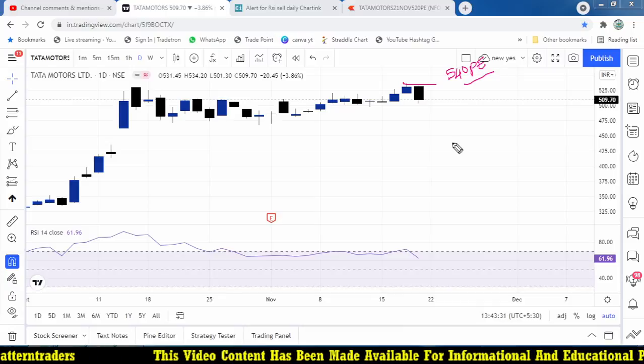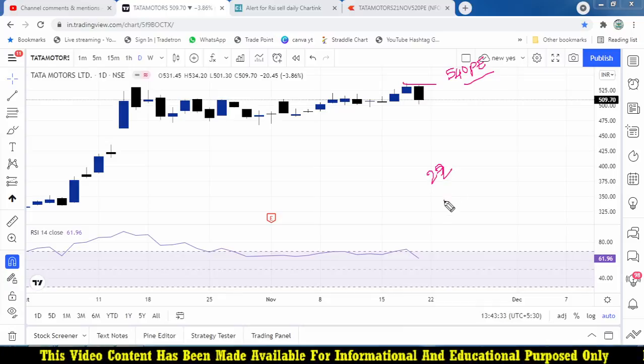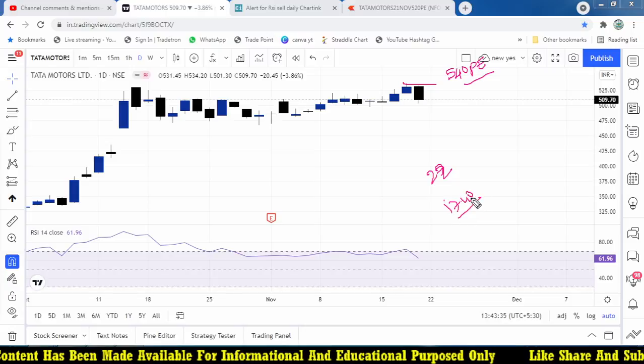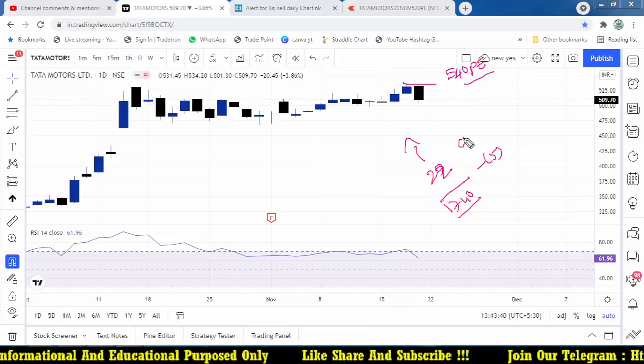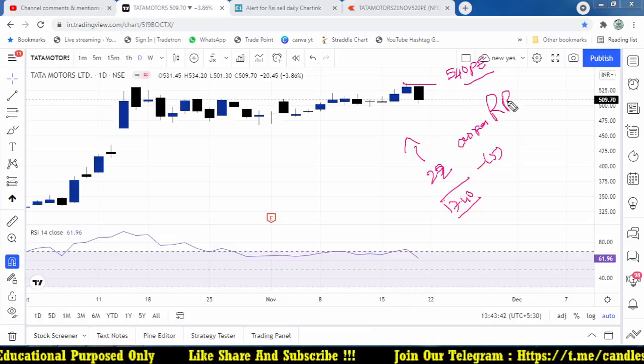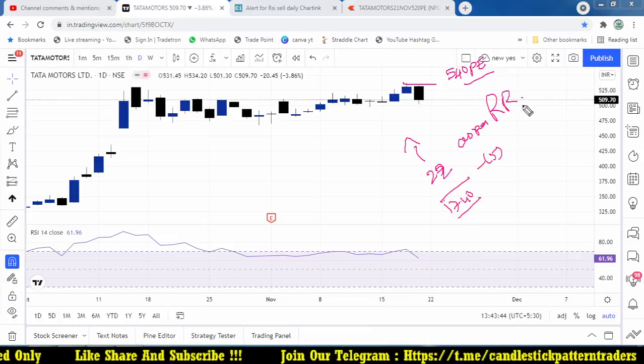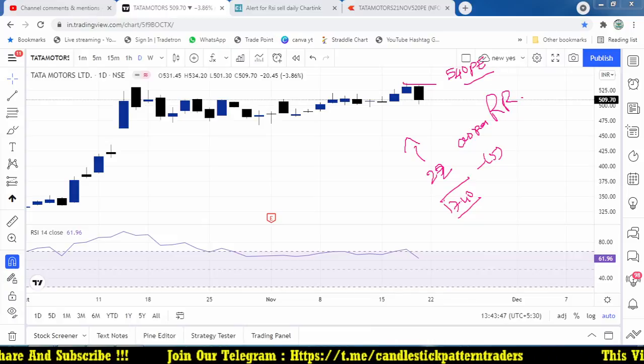The 540 put option. So you take it at 22, and for the stop loss, you know the day low is 17.4. You know the risk of the trade also, and you can keep the target as per your risk reward ratio. This is a simple way where we can plan the trade based on this concept.